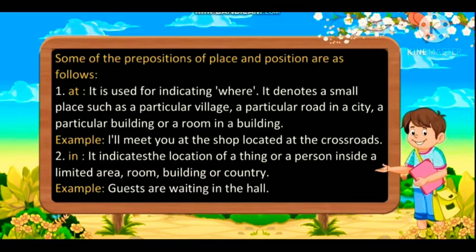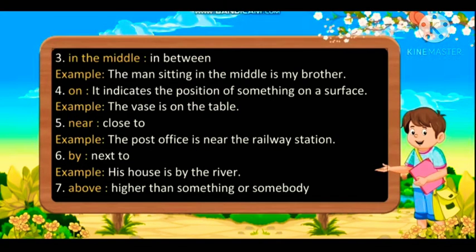Now, second is in. It indicates the location of a thing or a person inside a limited area, room, building, or a country. For example, guests are waiting in the hall. So, in is basically used for supposing the location of a thing or a person in a limited area. In the middle means in between. Example, the man sitting in the middle is my brother. So, it is also telling you the position of the man, where he is sitting.